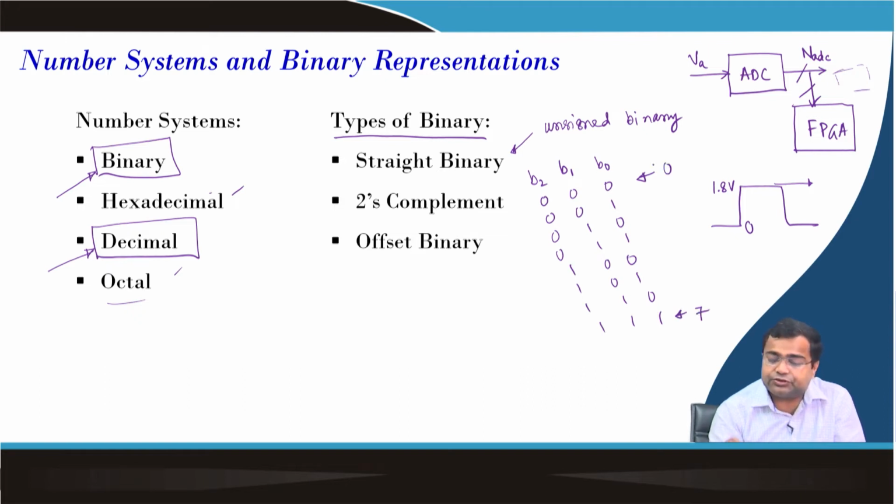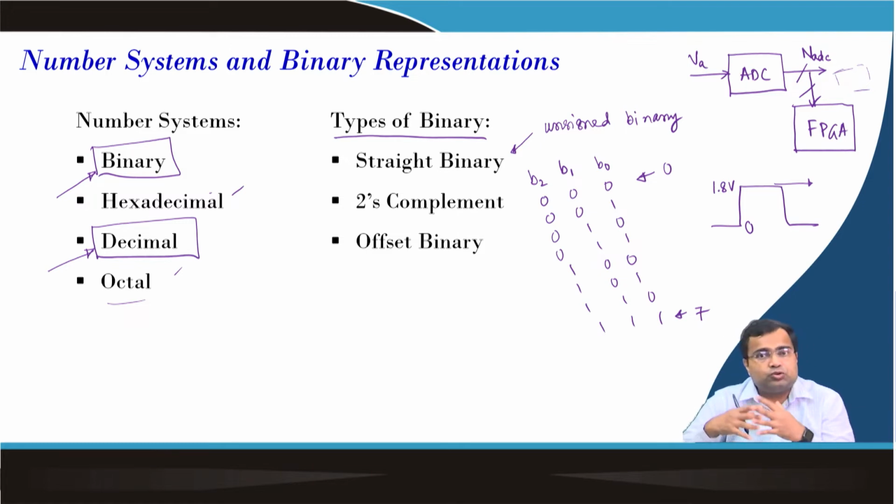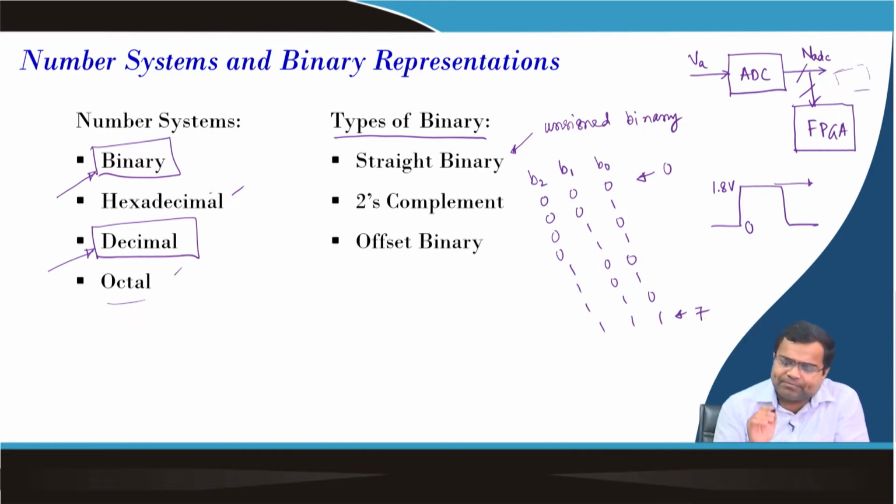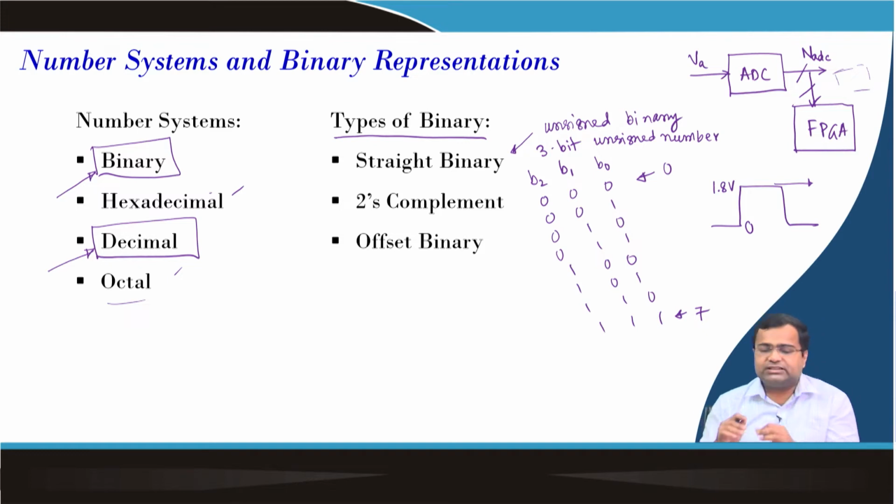So, this is 7, this is 0. So, it is a 3-bit number. Now, in this representation, there is no sign concept. So, it is just a number which varies between 0 to 7. But suppose the same 3-bit unsigned number is represented by B2, B1, B0. This is the MSB and this is the LSB, that you know.